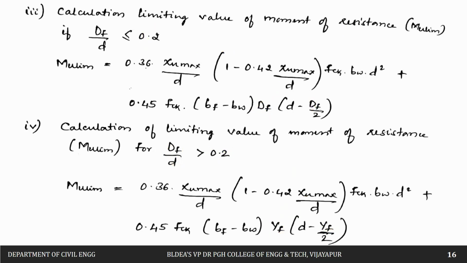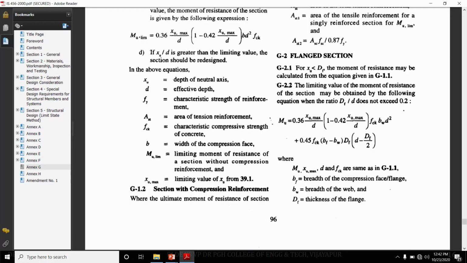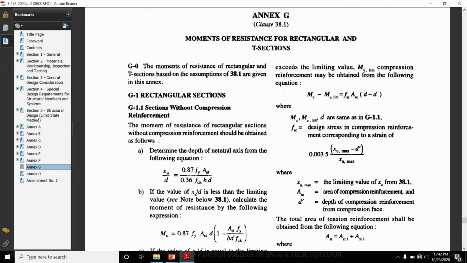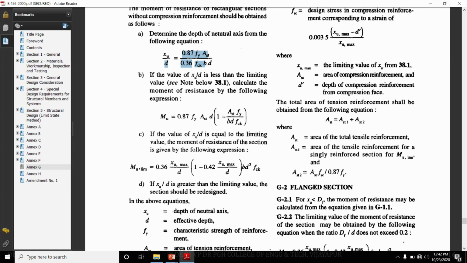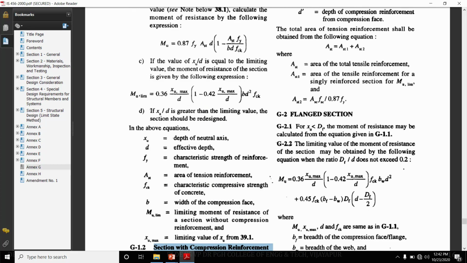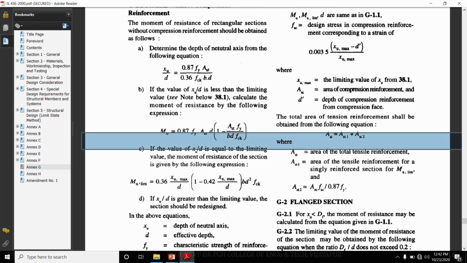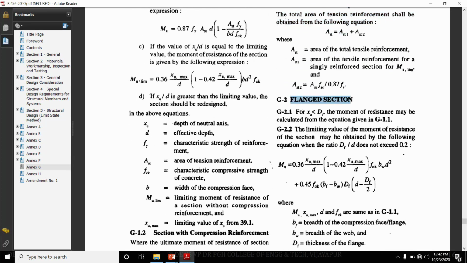So all these equations are already given in the code book. Let me show you once what they have given in the code book. You can go to annexure C, that is moment of resistance for the rectangular and T section. We have seen that for a rectangular section, for a singly reinforced beam, these are the formulas. Already we have used these formulas. The next is for doubly reinforced beam. These are the formulas I had shown just now, which we have already seen. After that, they have given it for the flanged section. So everything I have explained now is given in the code book.